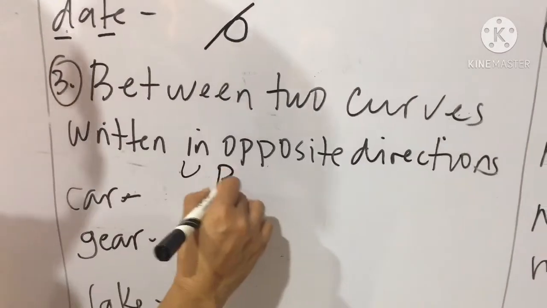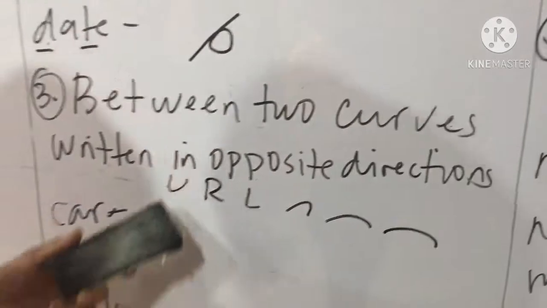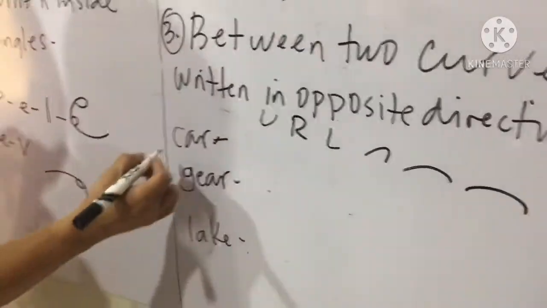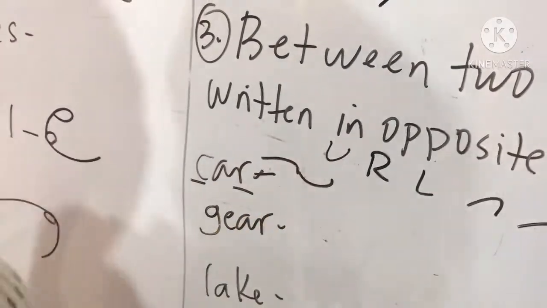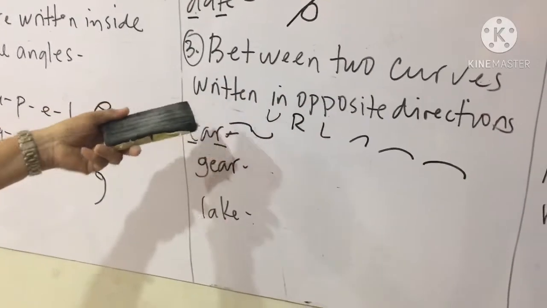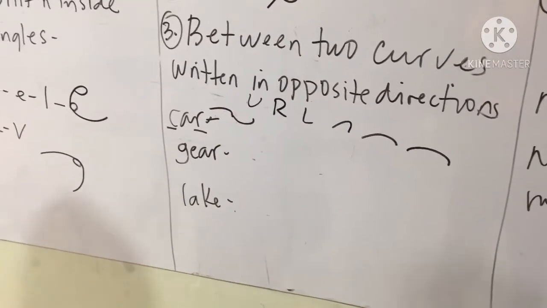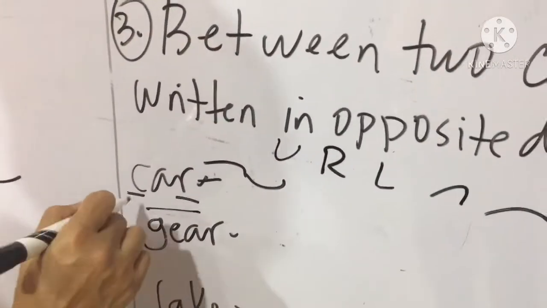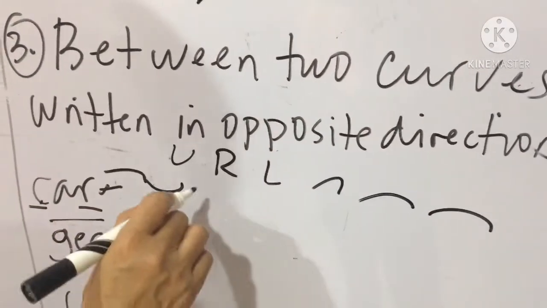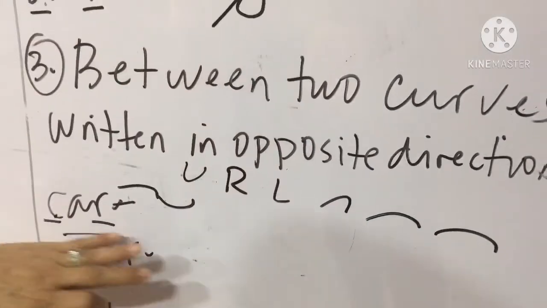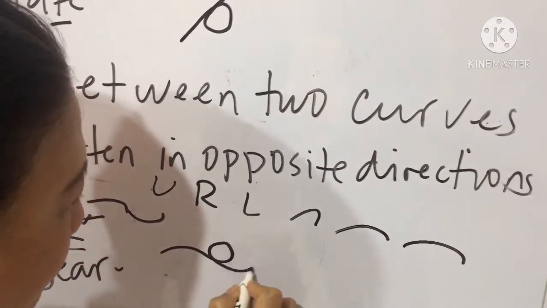We have O, R, L, long U, K and G. So these are the examples. Since letters K and R are in opposite directions, between two curves written in opposite directions, the circle is written on the back of the first curve. In the word car, our first curve is K, right? Therefore, we have to write the letter A on the back of the letter K. We have letter K, then A and R.